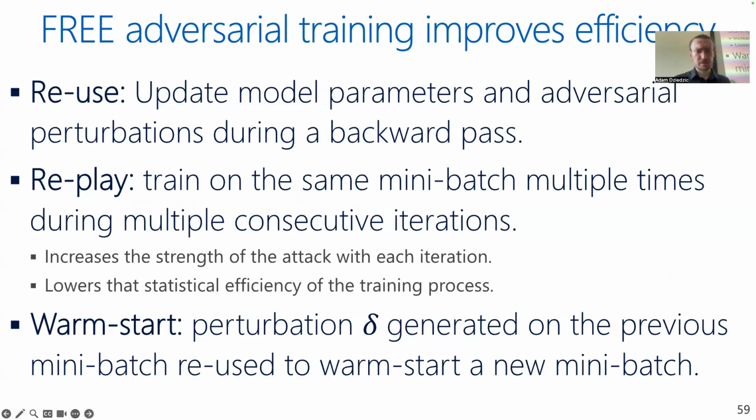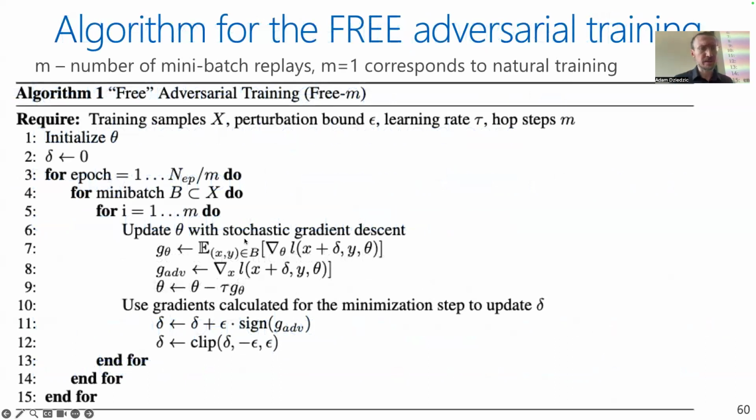So basically, what it says here is that you choose a mini batch, right? Then you keep the same mini batch for these m iterations, right? Then you update model parameters theta with stochastic gradient descent, right? So this is basically standard gradient descent. You compute the gradient, and then you update the model parameters theta with this gradient. And then use gradients calculated for the minimization step to update theta.